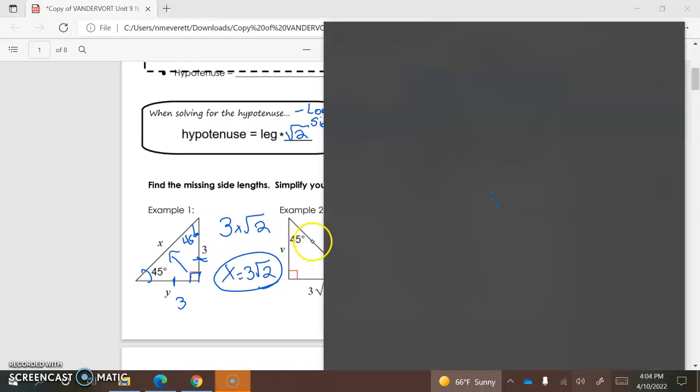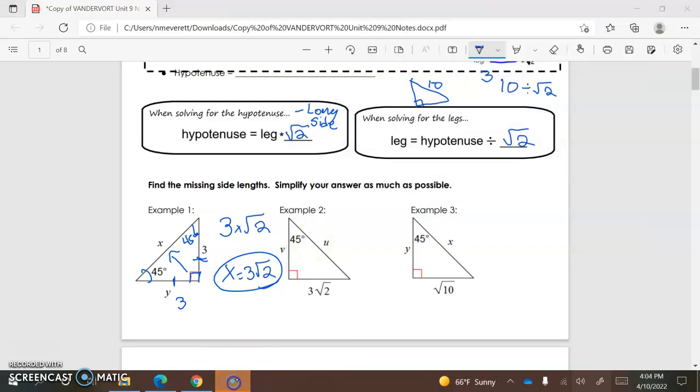Okay. Now for this one right here, example number 2. We have V and U. Again, V is the side that is attached to this other length, the right angle right here. So that means that these two legs are going to be the same. So V is going to be the same as this one right here, because, again, both are sides that touch this angle right here. So V is going to be the same as 3 square root of 2.